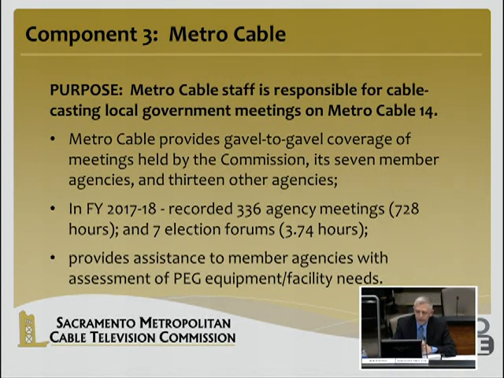Also, Metro Cable staff provides assistance to the member agencies on all the PEG-related equipment and needs for the different member agencies. Member agencies come forward with their own requests, but there's often things that the member agencies don't know that they need, or don't know that they need something that's compatible with our equipment. And our staff does a really good job of reaching out every year to make sure that the member agency's request also includes the important items that we need, so that we can make sure that those member agency meetings get on television.